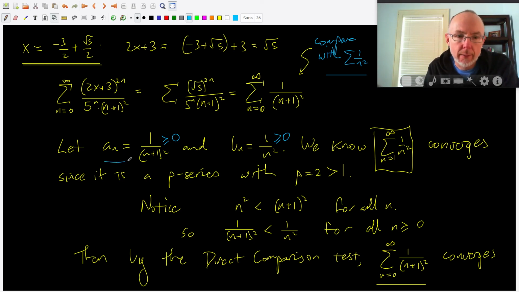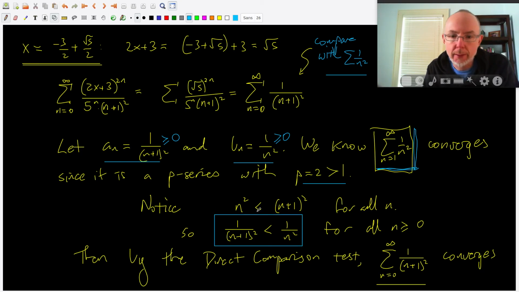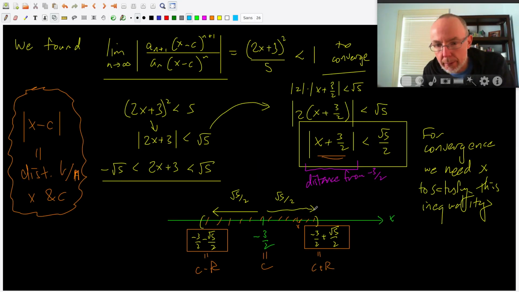But we know the a sub n's and the b sub n's are positive. We know that this is a convergent p series, because p is 2, and that's bigger than 1. And we've got this inequality. And that's the information we need to apply the direct comparison test, so we know our series converges at that point. Let's look at the other end, because we just did the point here, and we found it converged, so convergence is included on the right. Let's look at the left.